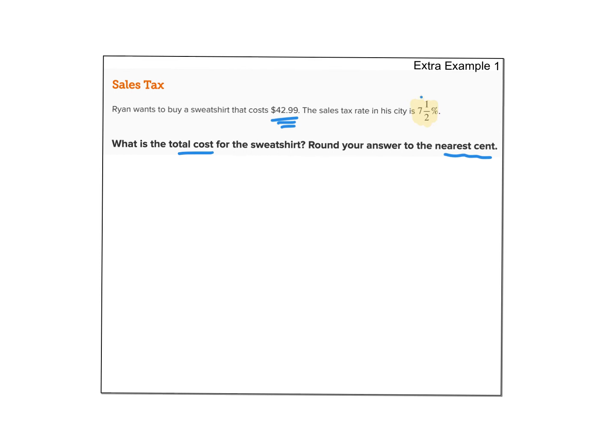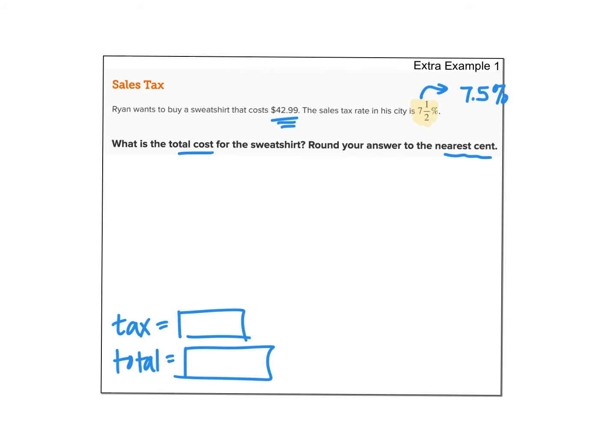All right, so first thing, hopefully you guys know 7.5% is the same as 7 and a half percent, because a half is like 50 cents. Okay, so that's the same thing. So I'd like you guys to set this up and find it. Can you find me just the tax he's going to pay, and then the total he will pay for his sweatshirt? So pause the video and please try that.